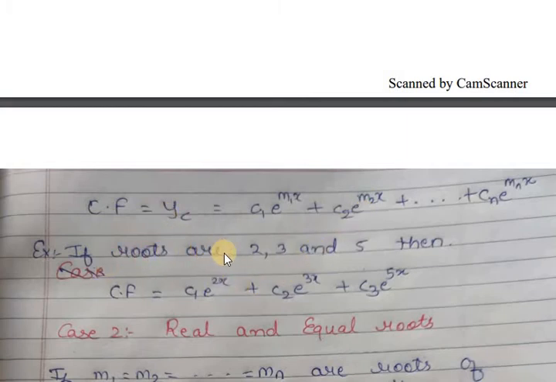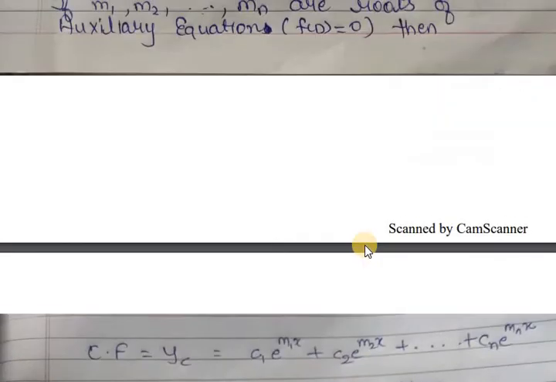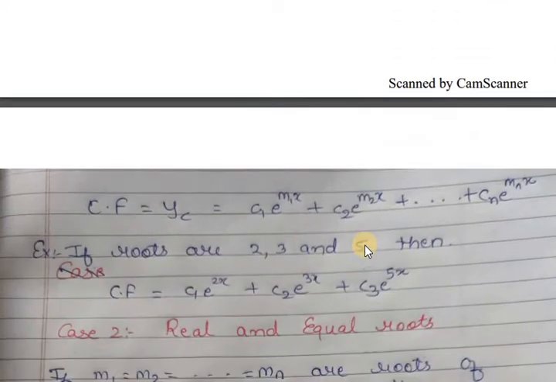Now consider the second example. If roots obtained are 2, 3 and 5, then CF is given by c1 into e raised to 2x plus c2 into e raised to 3x plus c3 into e raised to 5x, because here the roots are real and different.